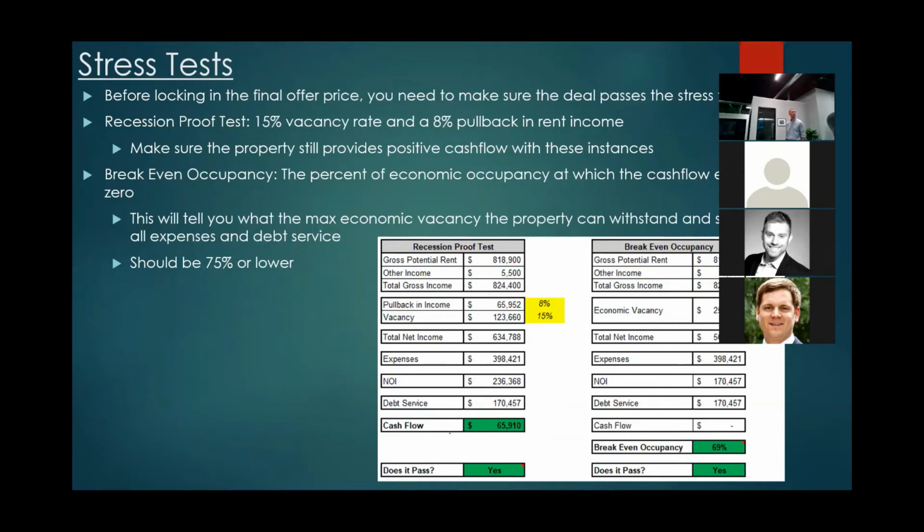So the break-even occupancy is really going to tell you what that max number is. I like to see at least 75% or lower. That means if we go 25% economic vacancy, we can still cover all of our expenses and all of our mortgage. We're not losing any money. As you can see, it's at 31%. So it passes on both of those fronts.